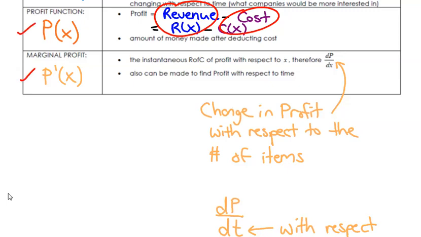Okay, so the marginal profit, again, is the profit with respect to the number of items that you actually sold, but it is the rate of change of that profit. I kind of explained it a little bit further down here: change in profit with respect to the number of items you sold. So again, if you sell more items sometimes someone might give you a deal on materials. It might change your profit because it might affect how much it costs you to actually make that t-shirt.